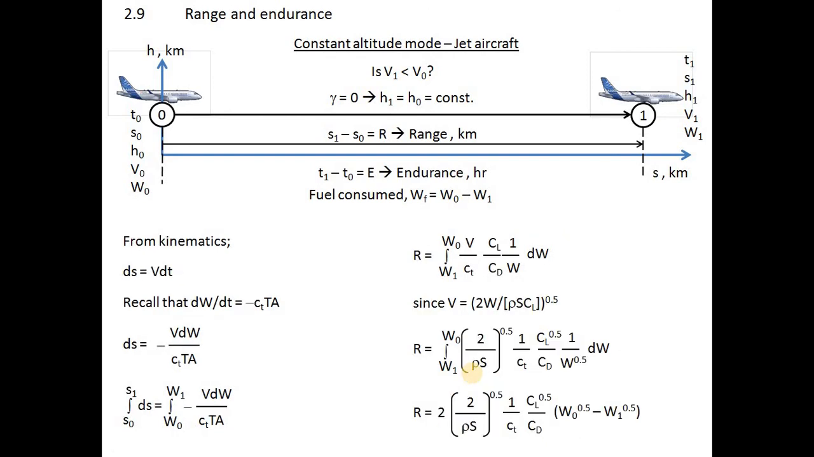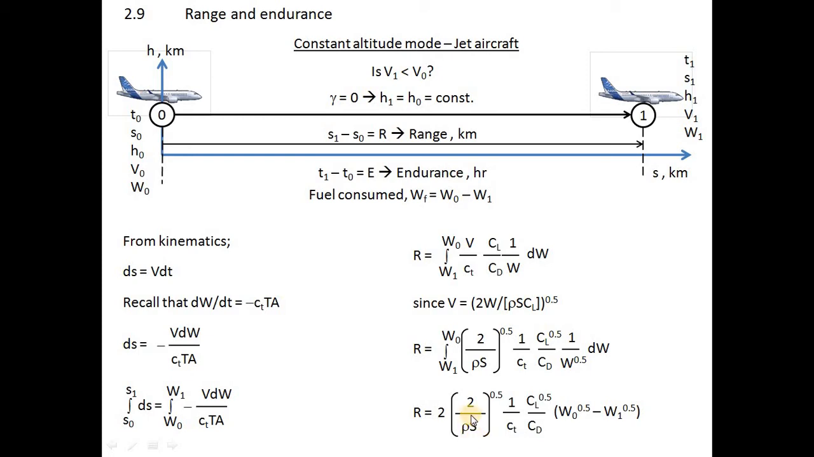For the range, like I said before, you have to fly at maximum CL to the power of half over CD, and fly as high as possible. That's the reason why your jet aircraft, your airliners, fly at around 35,000 feet and above while cruising, and also to have the size of the wing as small as possible. But again, the wing area S is a design problem, because you have to consider the amount of weight that it must carry.